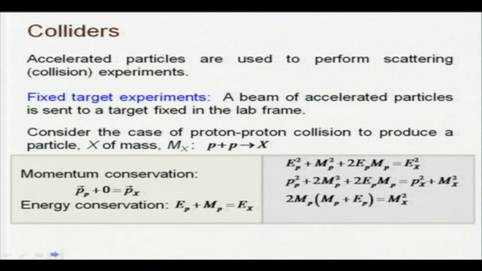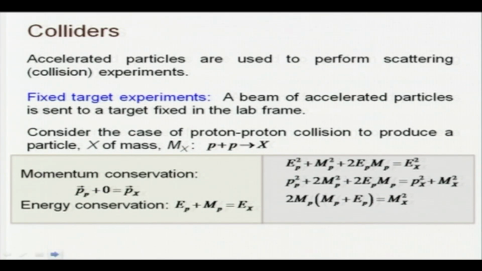And simple algebra, by squaring EP plus MP and equating it to Ex square, and then substituting for EP square the energy-momentum relation dictated by the special theory of relativity, E square is equal to linear momentum square plus mass square, times c square, etc., will tell you that PP square plus MP square plus another MP square which is already sitting there, so that makes it 2 MP square, plus the last term 2 EP MP, is equal to Ex square, which is Px square plus Mx square.